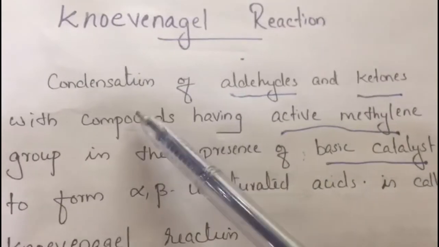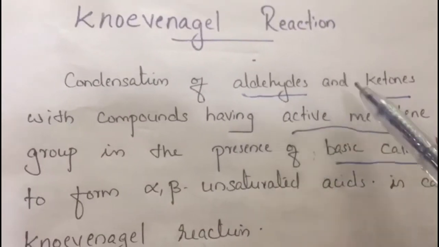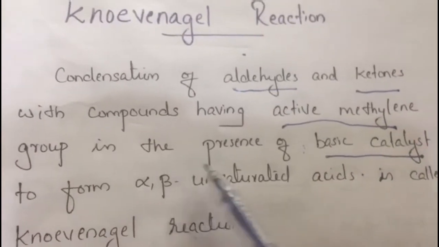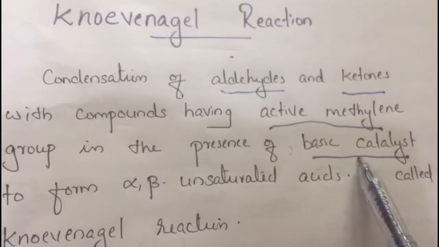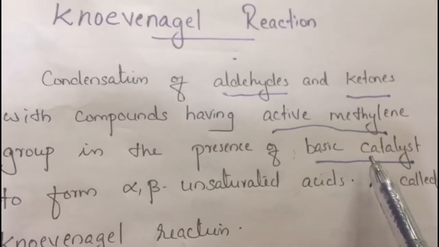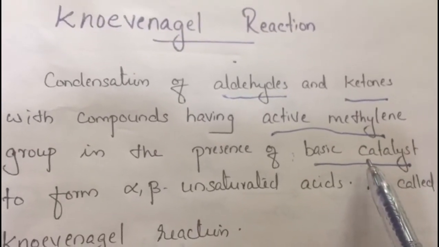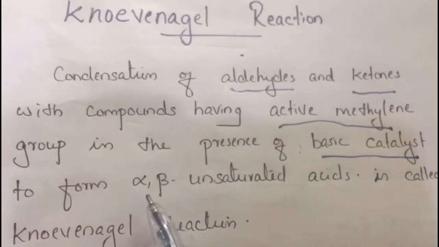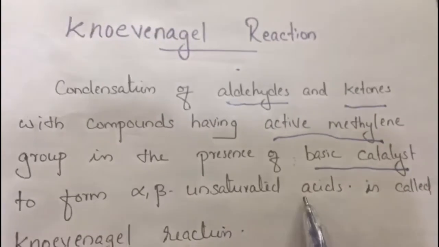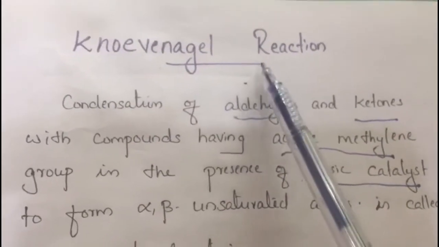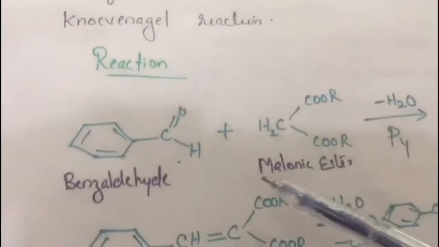So the definition is condensation of aldehydes and ketones with compounds having an active methylene group in the presence of basic catalysts. Here we are using pyridine, piperidine, ammonia in ethanol or trialkyl amine as base. These all react together to form alpha beta unsaturated acids. This reaction is known as the Knoevenagel reaction. Now let us discuss the reaction.